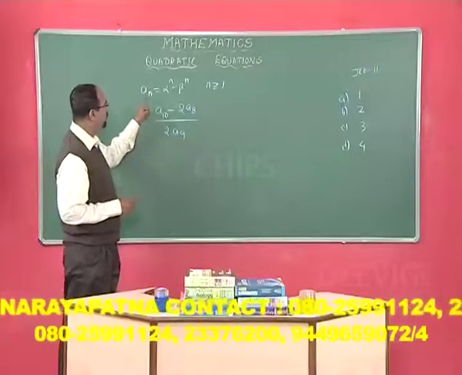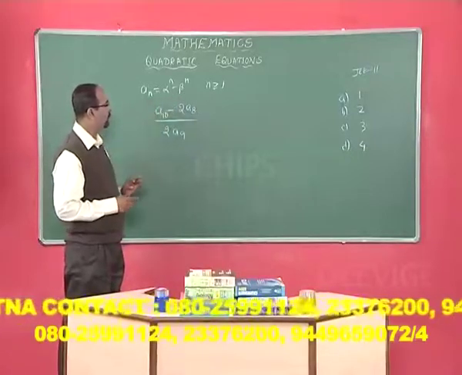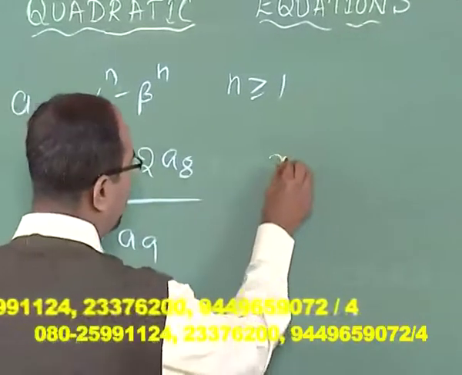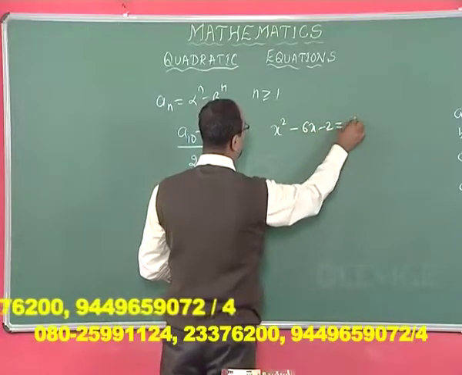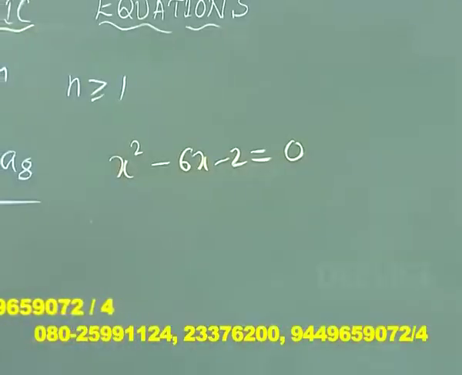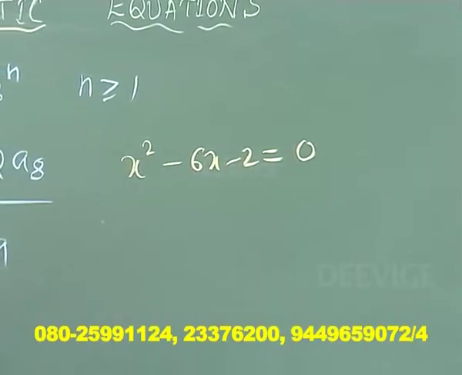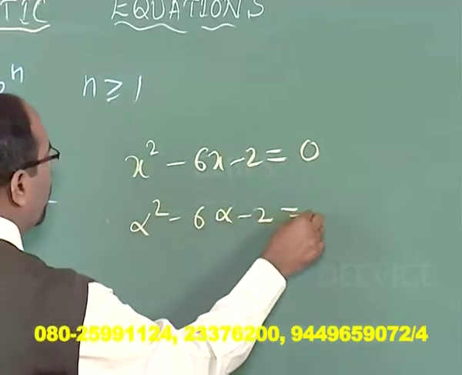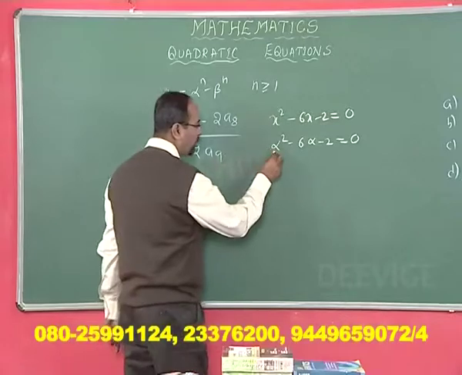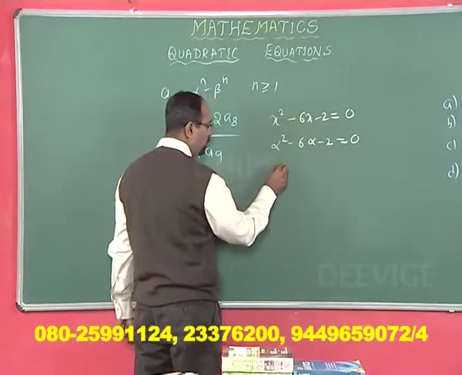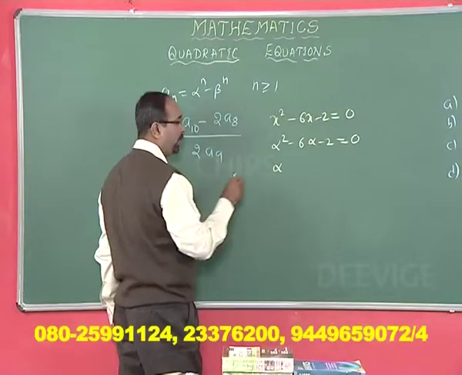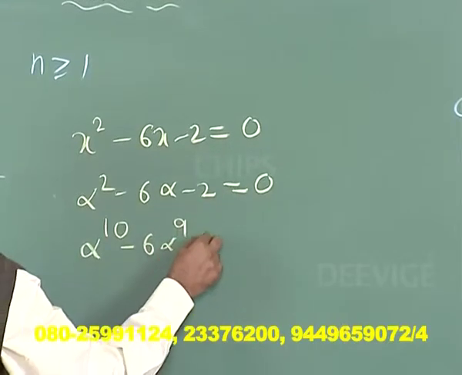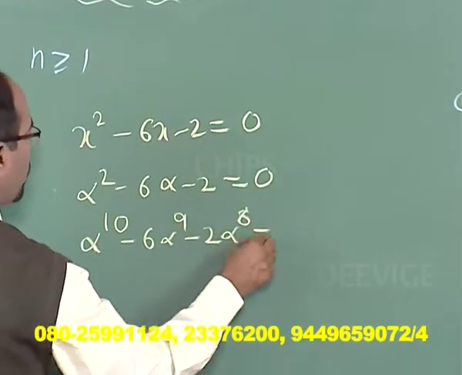The question given is an is alpha power n minus beta power n, and the quadratic equation given is x square minus 6x minus 2 is equal to 0, where alpha and beta are the roots of this quadratic equation. That says alpha square minus 6 alpha minus 2 must be equal to 0. Therefore, multiply by alpha power 8, we will get alpha power 10 minus 6 alpha power 9 minus 2 alpha power 8 is equal to 0.